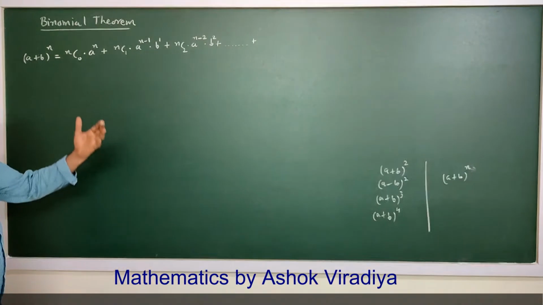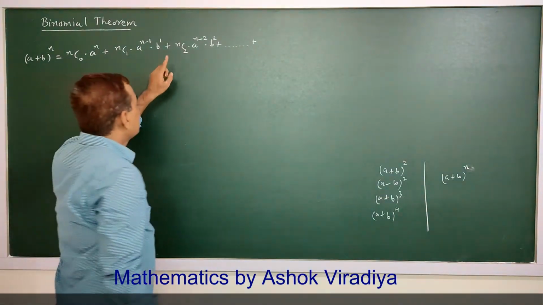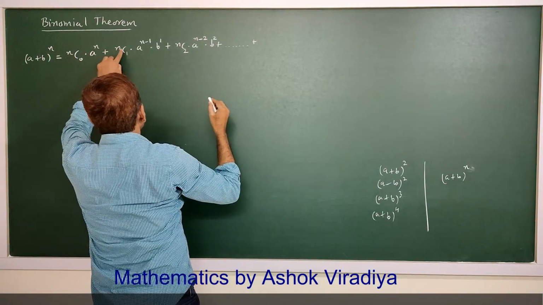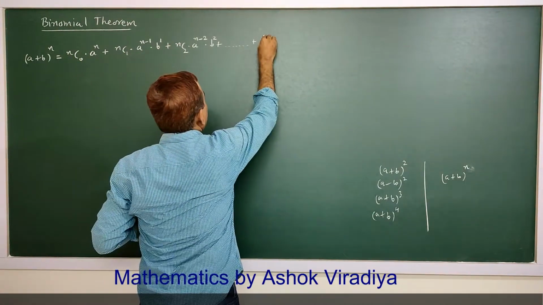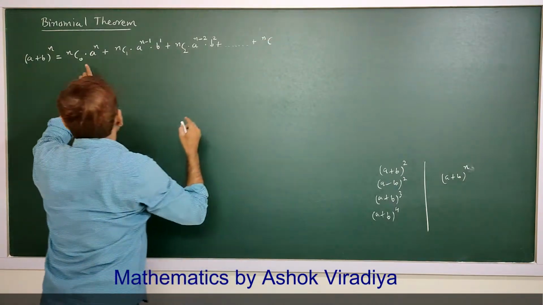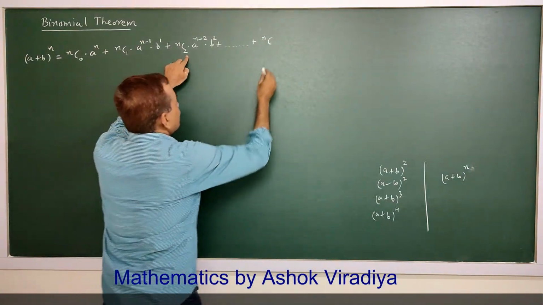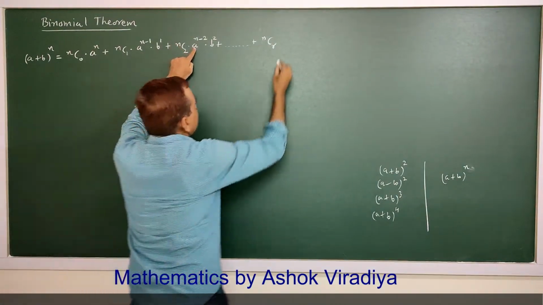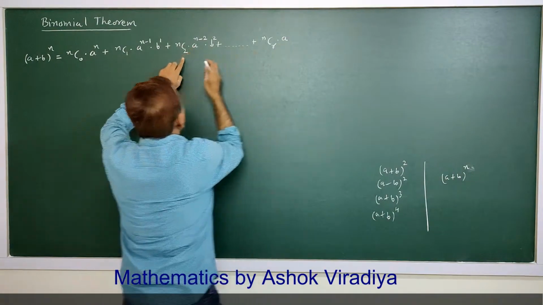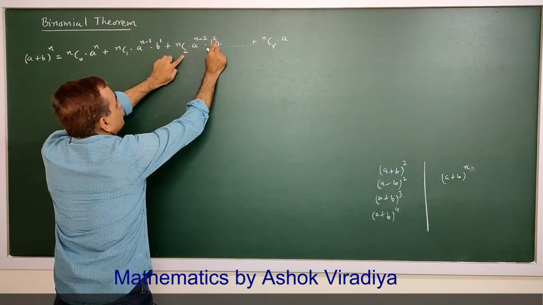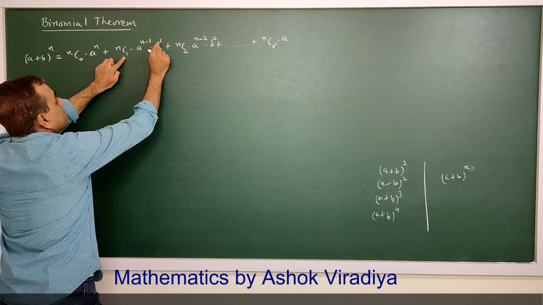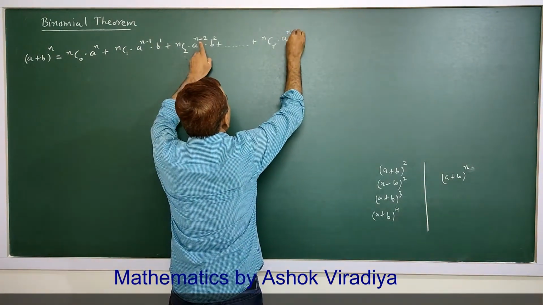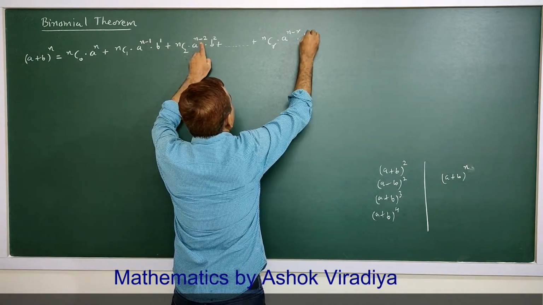see which pattern we are getting here. Everywhere this is n: nC1, nC2, so I keep n here. Then here 0, 1, 2. So suppose r is a variable, nCr. Same number is here, 2, 2, 2, 1, 1, 1. So I keep a raised to n minus r, b raised to r.